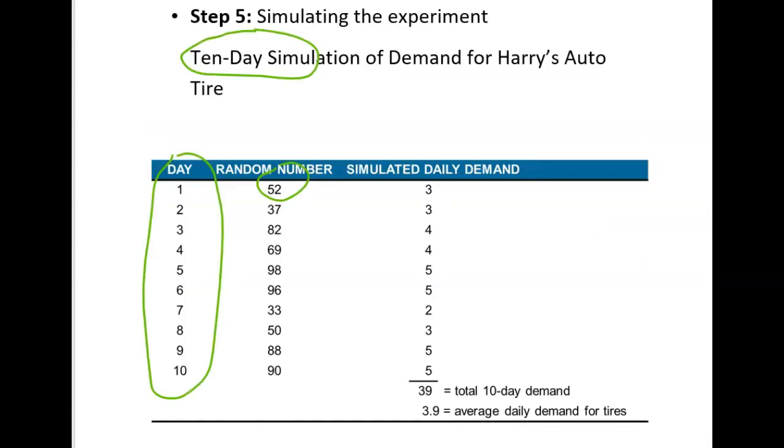We will repeat this process until day 10, because you are asked to simulate for 10 days. After 10 days, we can get the total demand for these 10 days. In this case, it is 39. If we want to find the average daily demand, we just take the 39 and divide it by 10. Why 10? Because we simulate for 10 days. So 39 divided by 10, we have 3.9 average.